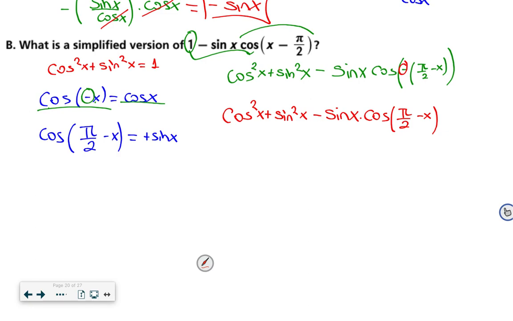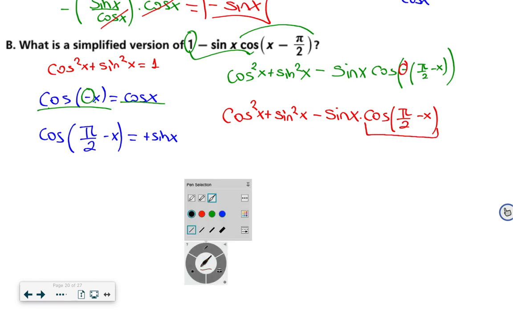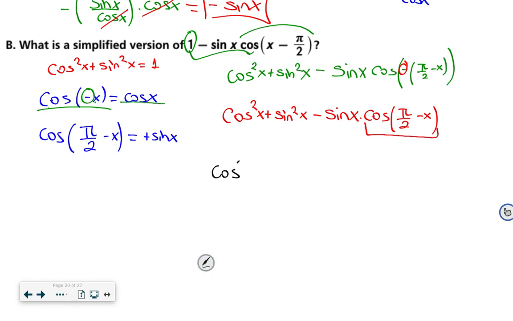Now look at this. Because you are subtracting an angle from pi over 2, this is going to change the name. Let's use it. Cosine square x plus sine square x minus sine x times, what's going to happen? Cosine function is going to become sine function, right? Sine x. And this is the angle located in the first quadrant. In the first quadrant, the sign of the cosine is positive. So this is positive sine x.